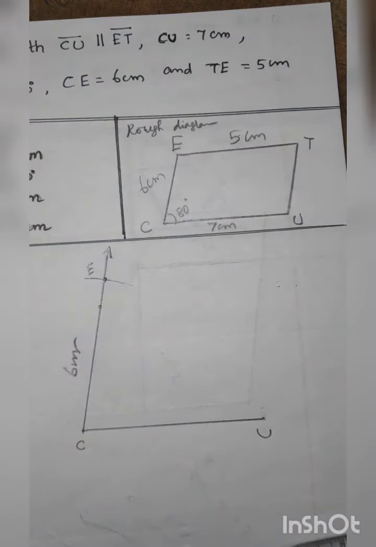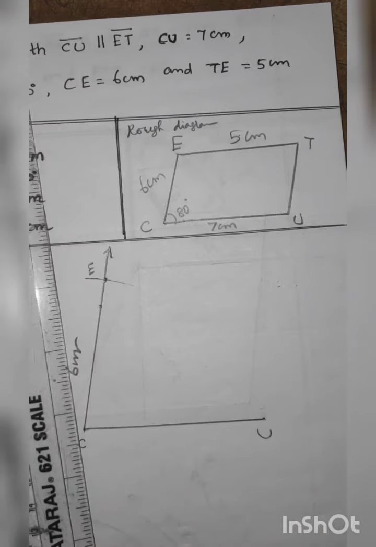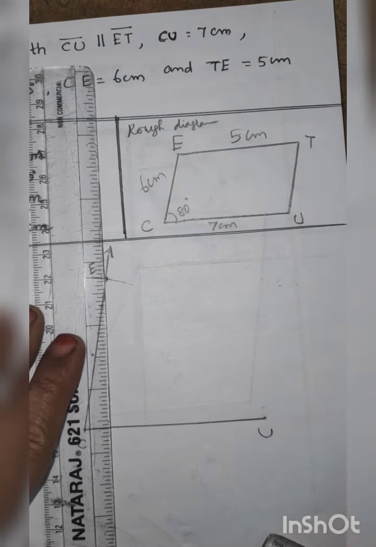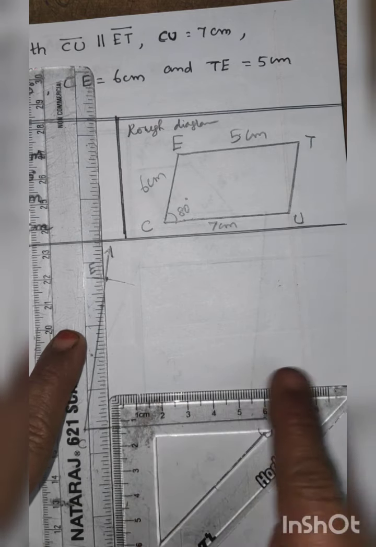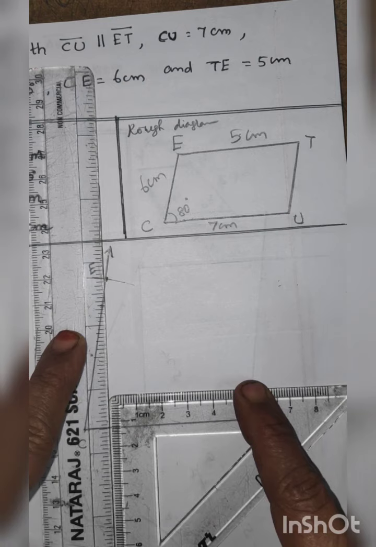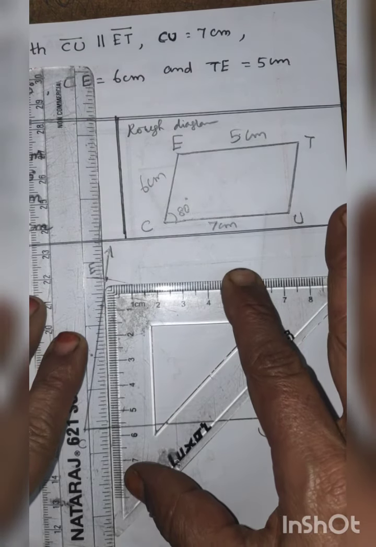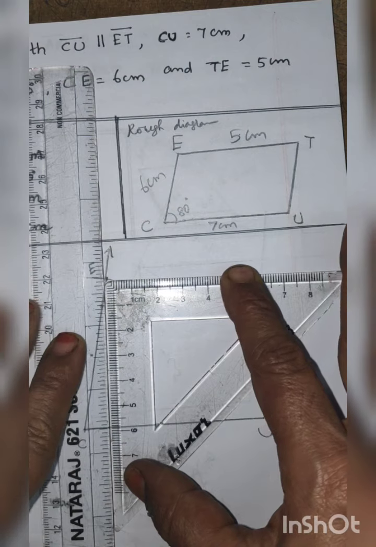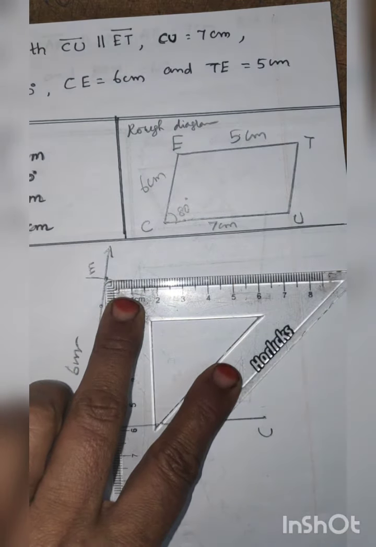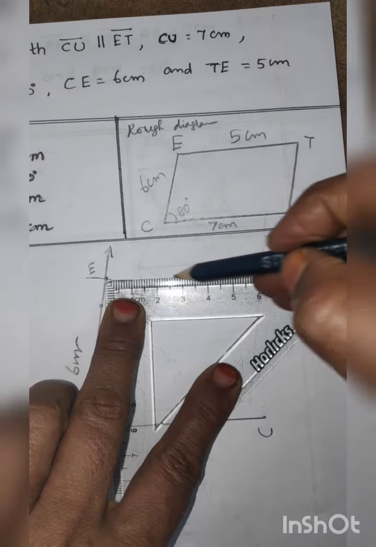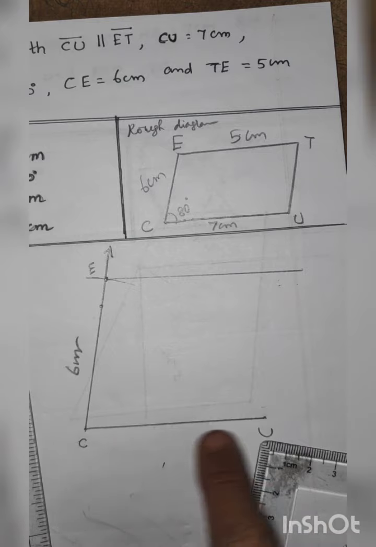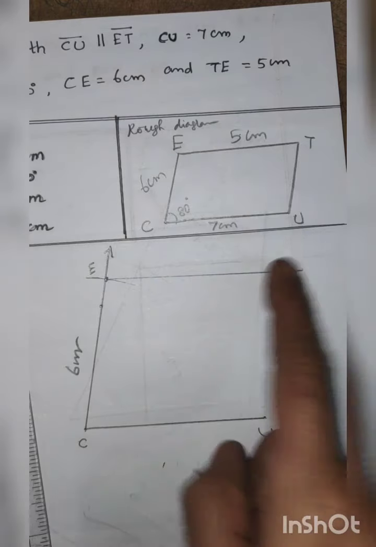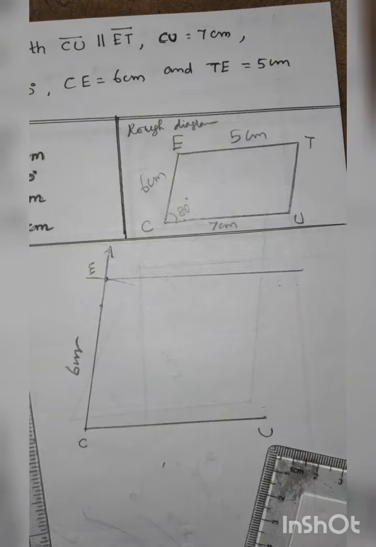After 6 centimeter, use the set square. Keep the scale here and the set square at the E point. Correctly keep it there. You must watch the video for how I am keeping the set square. Okay, now take the scale and draw the line. What is this line? CU line is parallel to ET line. ET is parallel to CU.